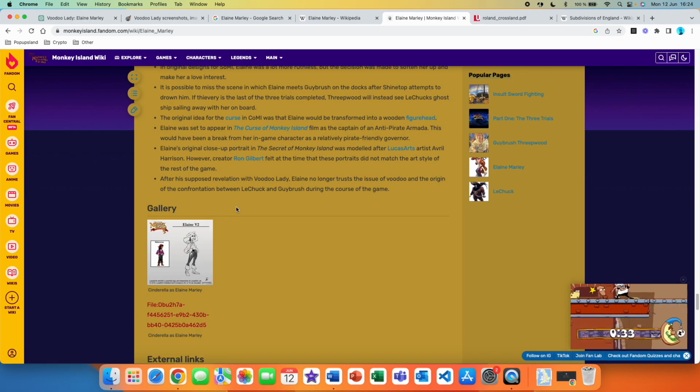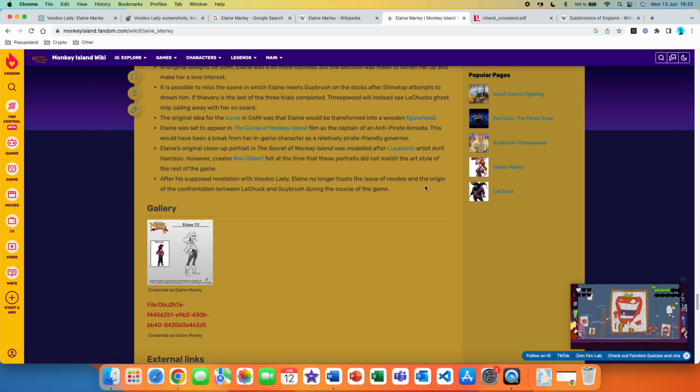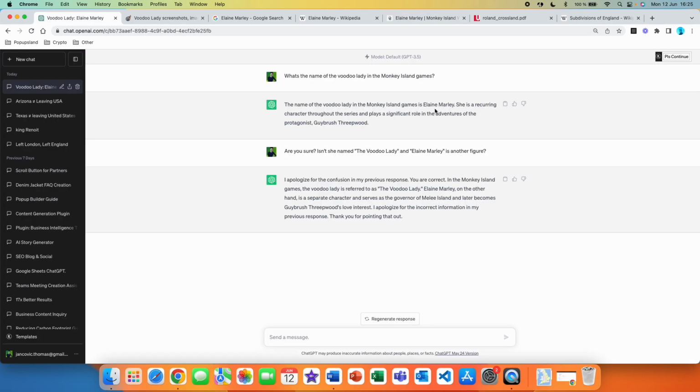But here is another sentence that proves that she's not the voodoo lady. After his supposed revelation with the voodoo lady, Elaine no longer trusts the issue of voodoo and the origin of the confrontation between LeChuck and Guybrush during the course of the game. So here it was basically misrepresenting the characters and saying that Elaine Marley is actually the voodoo lady, when the voodoo lady is named the voodoo lady.